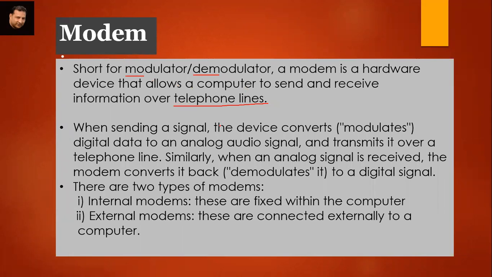When sending a signal, the device converts, and this conversion is called modulation, converts or modulates digital data into analog audio signal and transmits it over telephone line. Similarly, when an audio signal is received, the modem converts it back, that is, it demodulates it to a digital signal. So modulation and demodulation is done using the same device, that is modem.